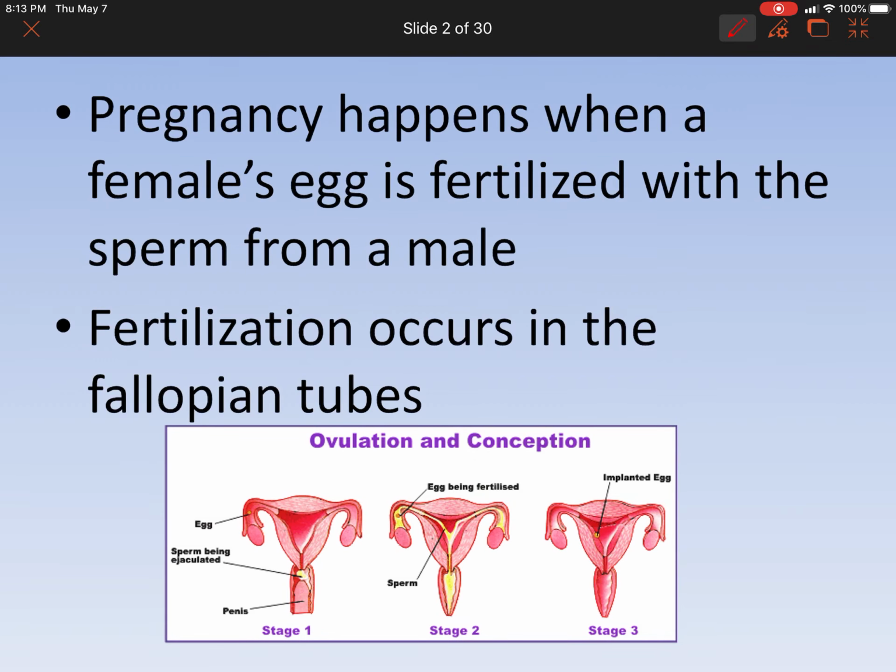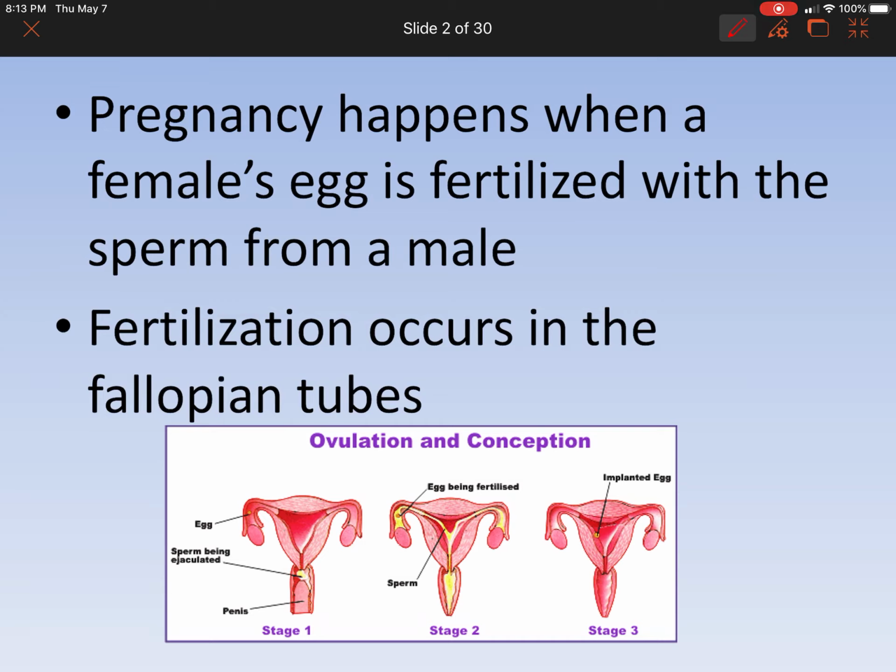Okay, so pregnancy. Some of you may have seen your own mom be pregnant, like maybe you have significantly younger siblings, and so you might know a little bit about it already. Pregnancy happens when a female's egg is fertilized with the sperm from a male. So fertilization occurs in the fallopian tube.